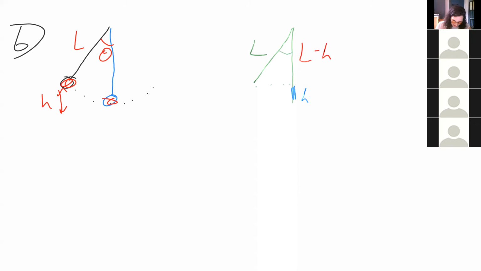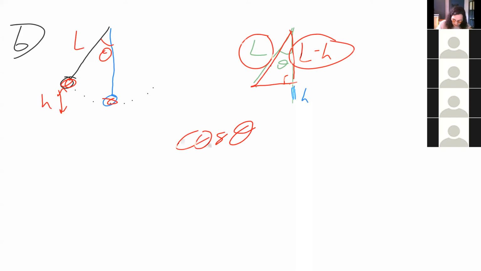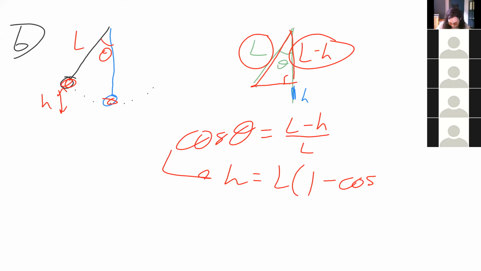And of course, we also have the angle theta. How can I relate these all together? Now we have a right triangle here that's defined in terms of L and L minus H. And we know from SOHCAHTOA that the cosine of our angle theta will be equal to the adjacent, which is L minus H, over the hypotenuse, which is L. And so you can solve here for H. Let me make sure I get my signs correct here. H is going to be equal to L times 1 minus cosine theta.